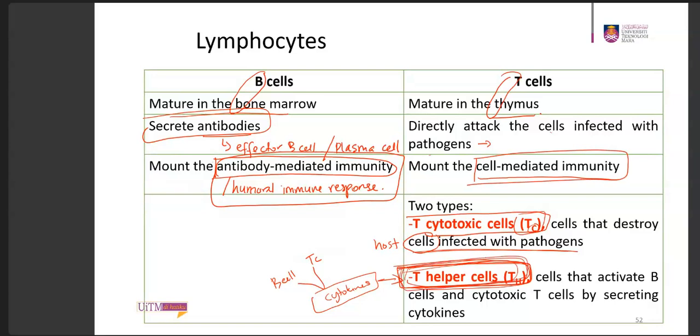Okay, ini yang paling penting ni, the helper T cell. So later on when we look at diseases related to the immune system, you will find that if a person has AIDS, the virus, which is HIV, will destroy the helper T cell. So that's why if a person has AIDS, that patient or individual will have a very low immunity, because the helper T cell is being destroyed by the virus.